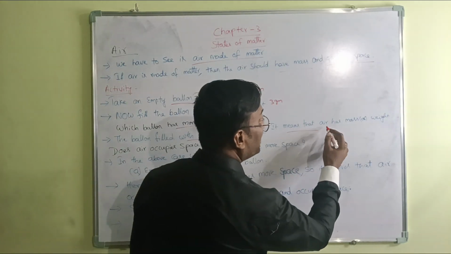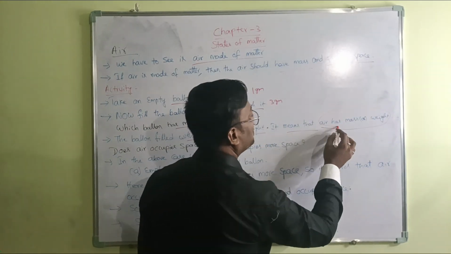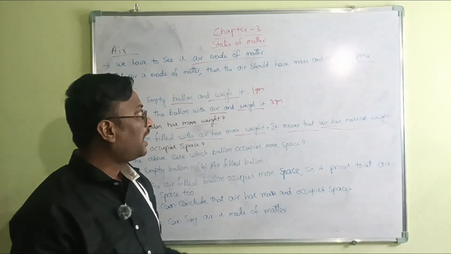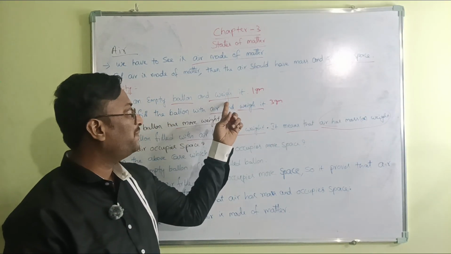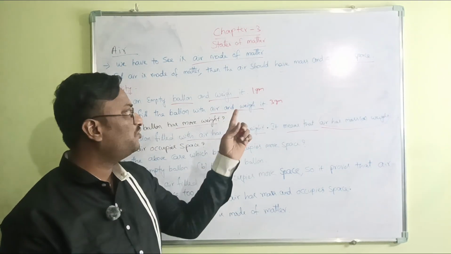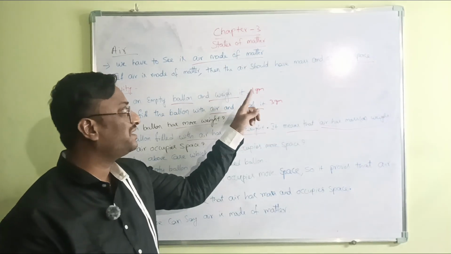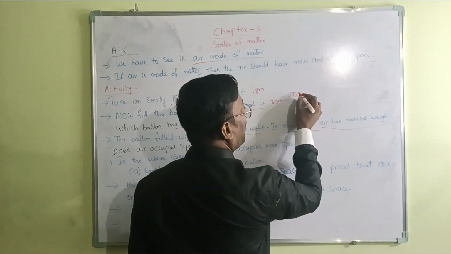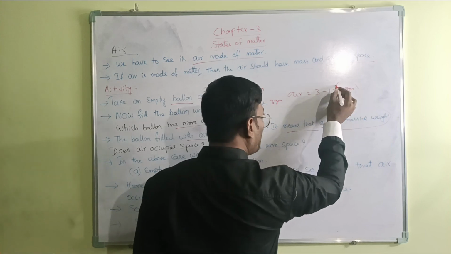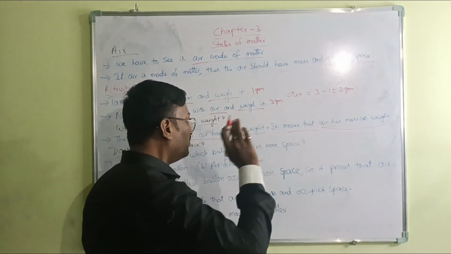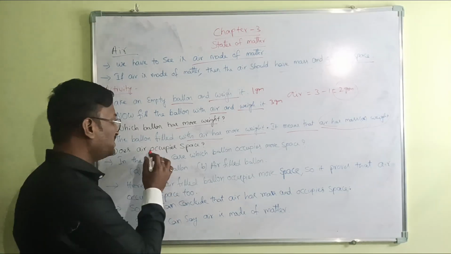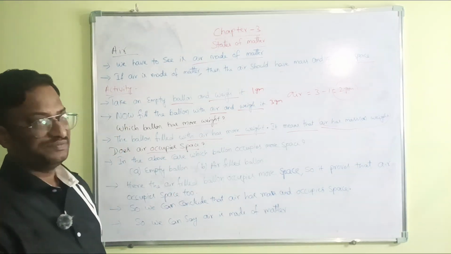It means air has mass. It itself indicates that air has mass because at first the empty balloon weight was 1 gram. After filling the air, the balloon weight was 3 grams. So what will be the air mass or air weight? 3 minus 1, which is 2 grams. So air has some sort of mass. Okay, well and good. Now whether air occupies space or not, we shall see.